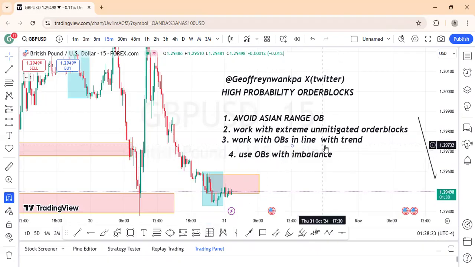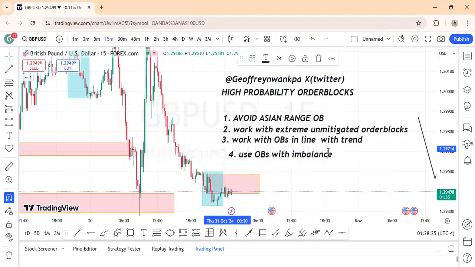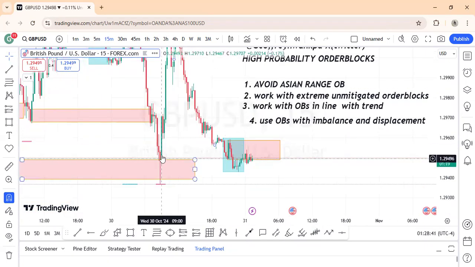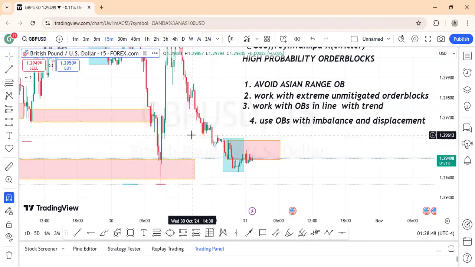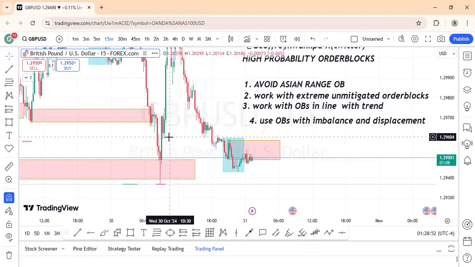So now, let me add something. What we want to have is imbalance and displacement. So when we see an order block that has some kind of displacement, what do I mean by displacement? I mean order blocks that, when it occurs, it moves price. Like look at this, I can look at this order block now. As this order block printed there, can you see how market moves quickly? So that quick movement is what we refer to as displacement, right? The market moves quickly from the order block.